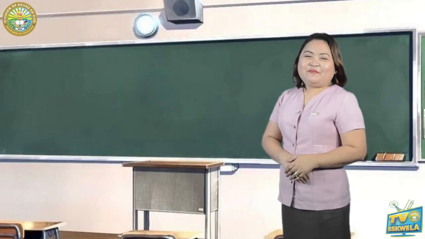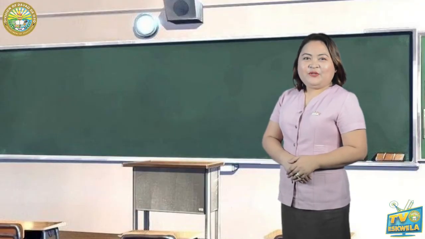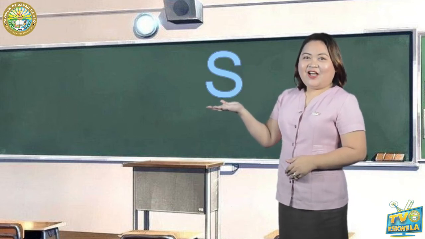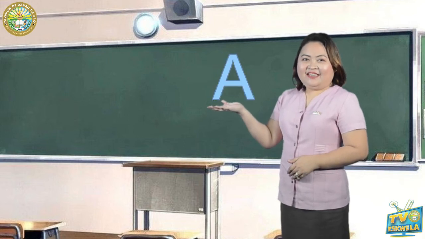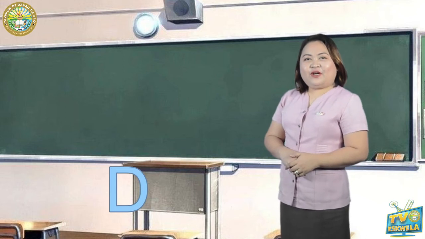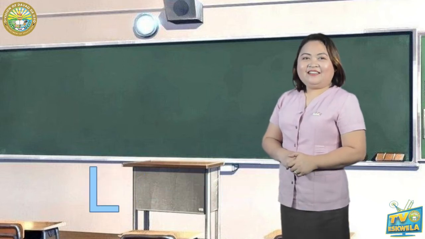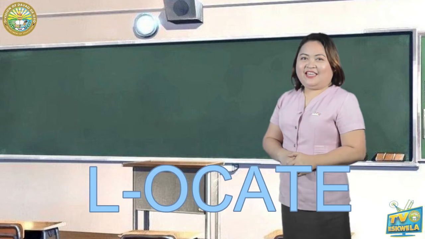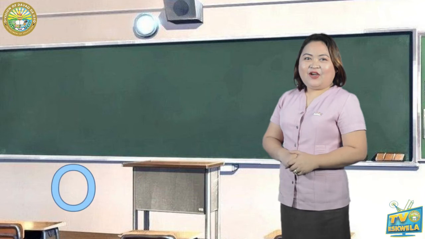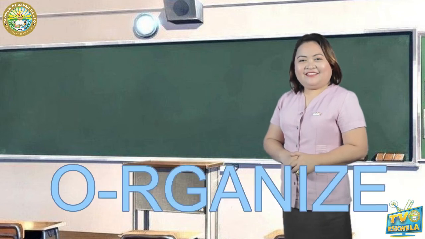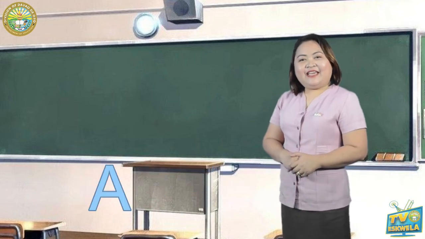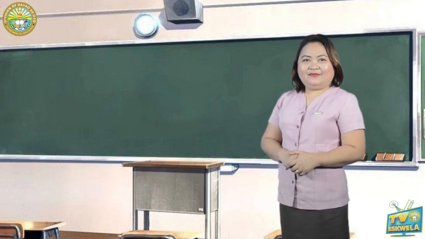If you have difficulty in memorizing these steps, you may use the mnemonic device D, L, S, O, P, A for easy memorization. D stands for define. L stands for locate. S stands for select. O stands for organize. P stands for present. A stands for assess. Easy, right?